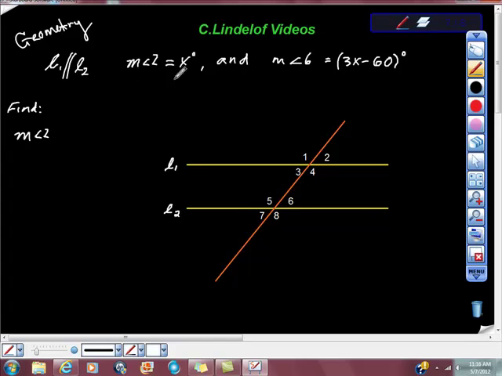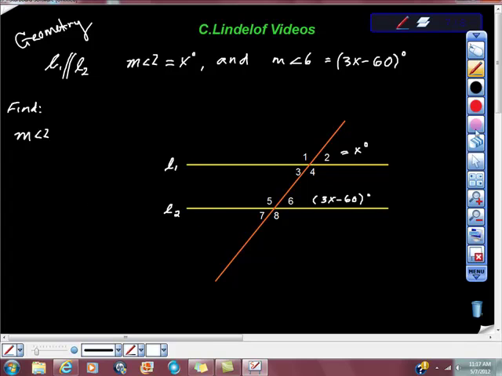Let the measure of angle 2 equal x degrees. So there's this x degrees here. And let angle 6 right here be equal to 3x minus 60 degrees. All right? This is the thing. It says find the measure of angle 2. This is the thing that I think if you can get this, everything is going to be cool.